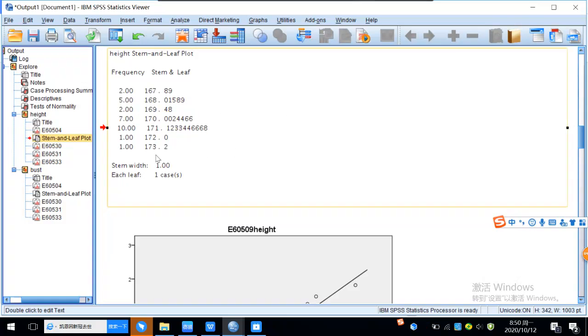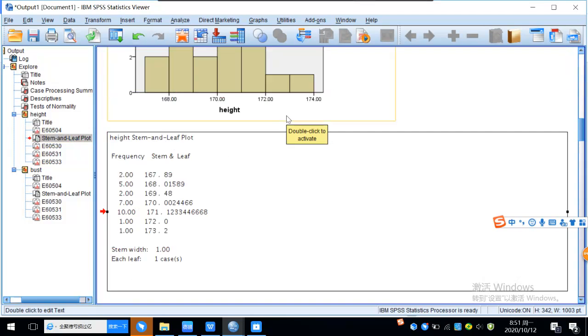Okay, also here, we have one person is 171.1, one person 171.2. Okay, we have 2 people 171.3, 2 people 171.4, 3 people 171.6, and one person is 171.8. That's totally 10.